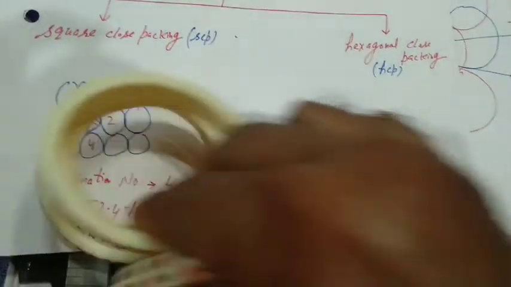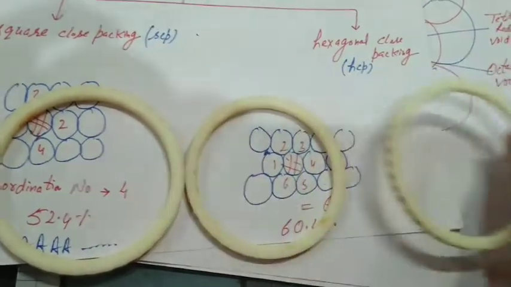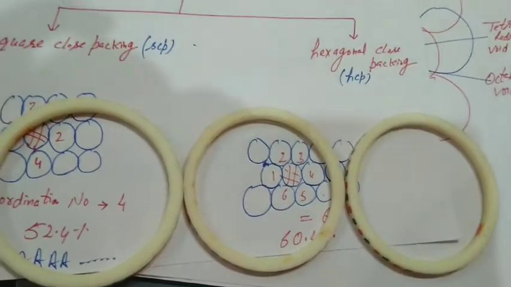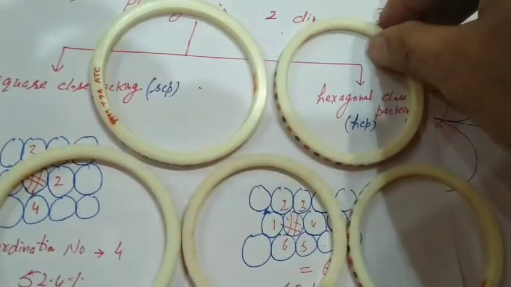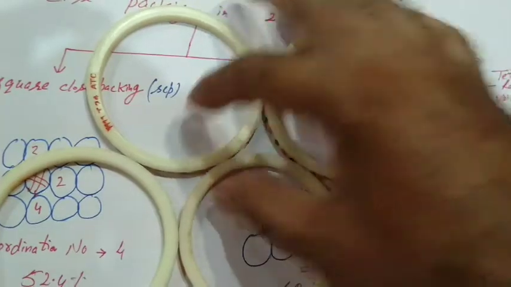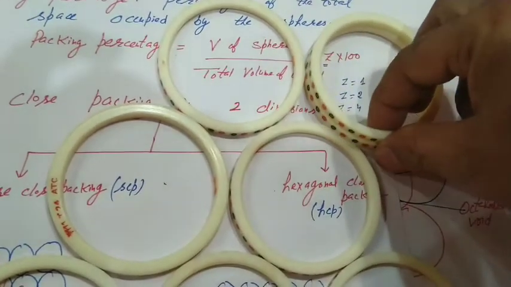Now students, please look here carefully. I am going to design HCP in 2 dimension. That is, spheres in second row are placed in depressions of the spheres of first row. Please practice the same at home. Spheres in second row are placed in depressions of the spheres of first row. This pattern will happen.